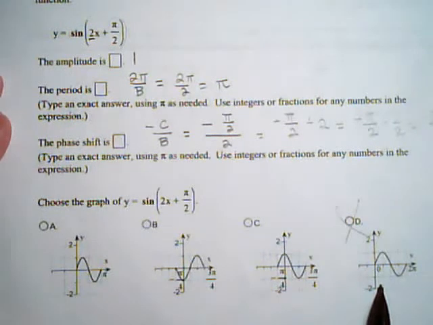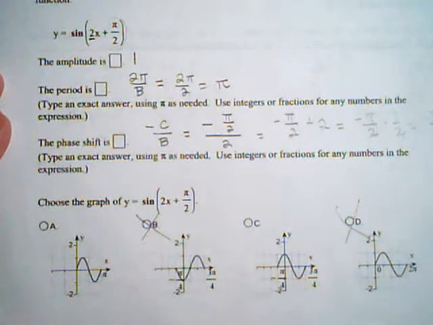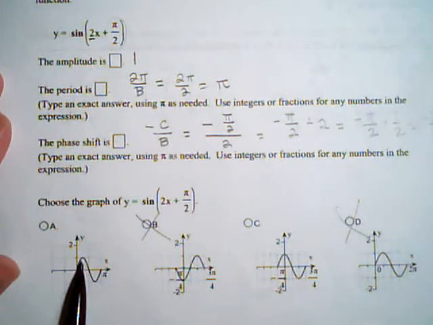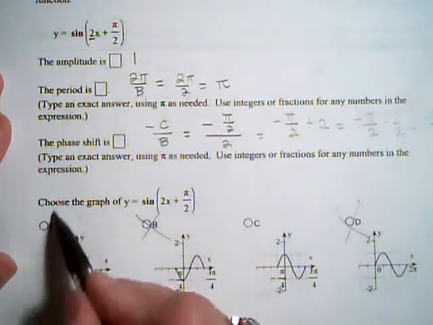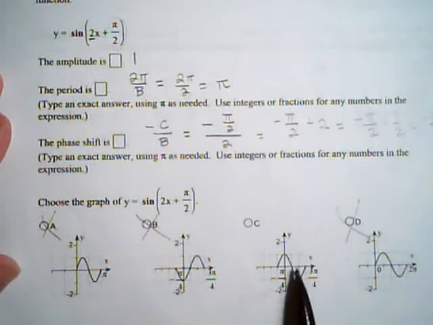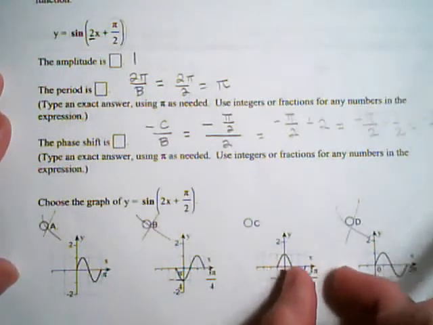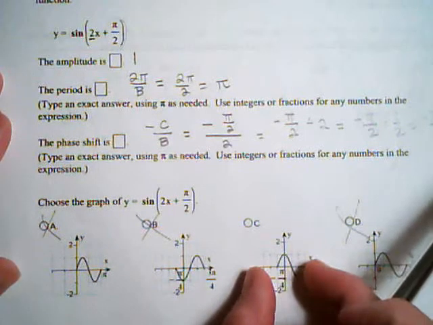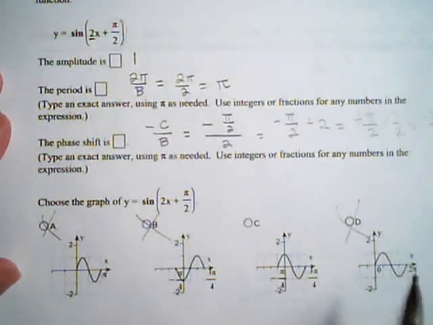Then I look at, this is not a reflection, so that means I could eliminate B. There is a phase shift. Graph A does not have a phase shift, still passing through the origin. If we notice C, this graph has been shifted from the regular position to the left pi over 4 units. So the correct answer would be C.